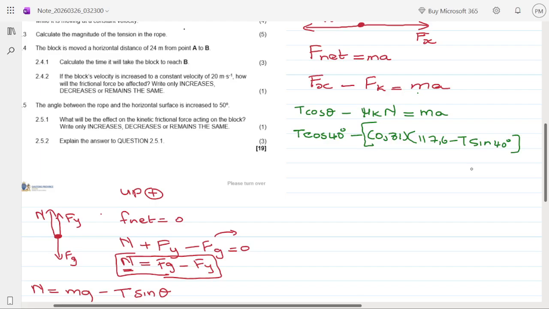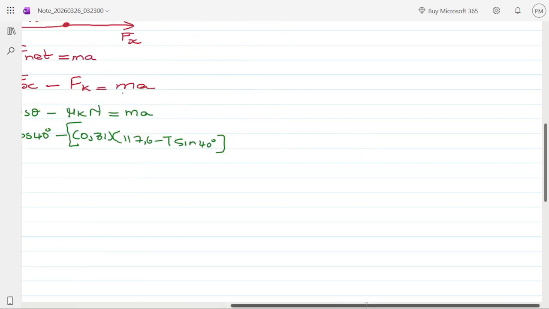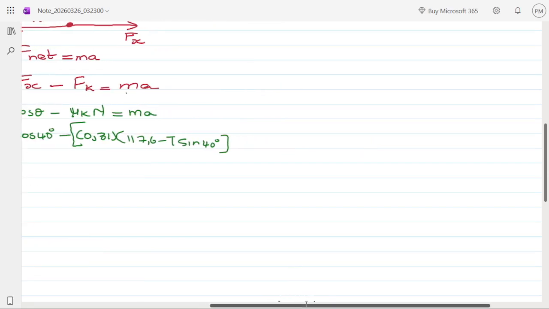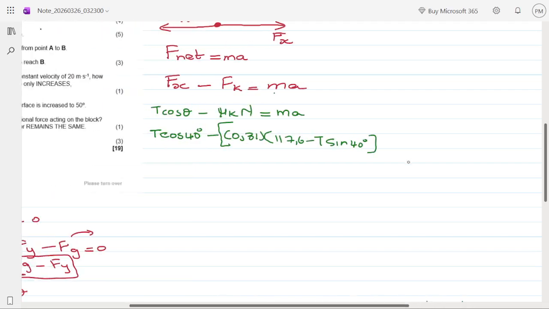Okay, so when we have this, now we can equate this to ma. Remember the acceleration, they said this moves at a constant velocity. So if it moves at a constant velocity, what is the acceleration equal to? The acceleration is 0. So this will just be equal to 0. Now let's solve for T.